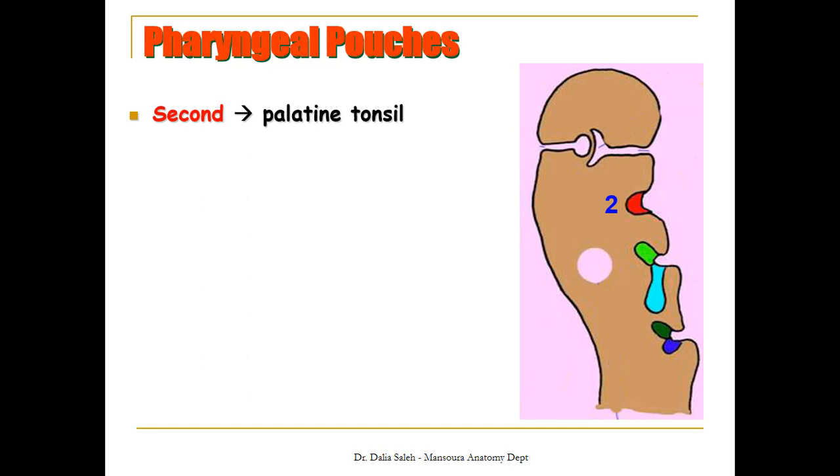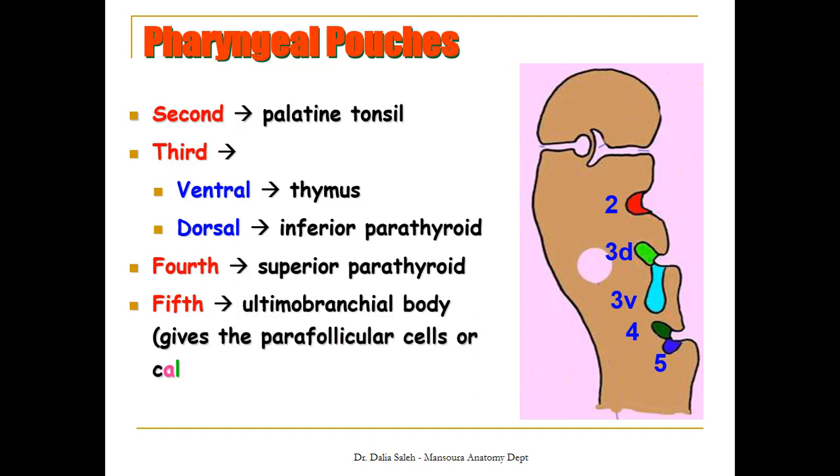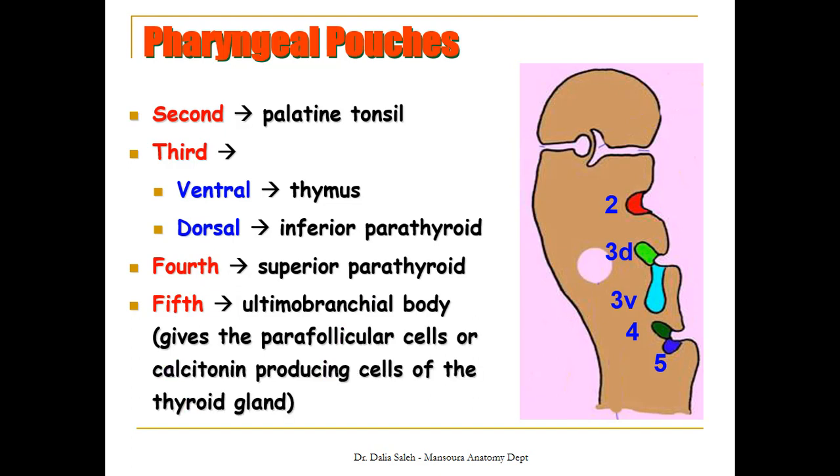For the second pharyngeal pouch, it will form the palatine tonsil. The third pouch ventrally will form the thymus, and of course the thymus will migrate downwards to get to its final destination in the upper part of the thorax behind the sternum, while dorsally it will form the inferior parathyroid glands, which will also migrate downward. The fourth pharyngeal pouch will form the superior parathyroid glands. The fifth pharyngeal pouch will form a body called the ultimobranchial body. Its development in the human is controversial. Probably it gives the parafollicular cells or the calcitonin producing cells of the thyroid gland.